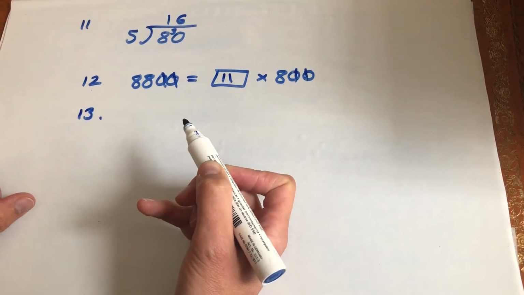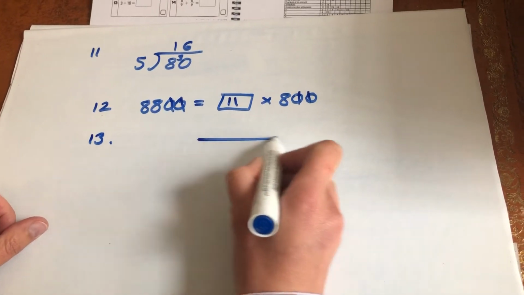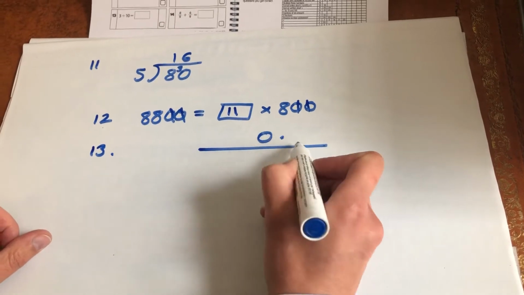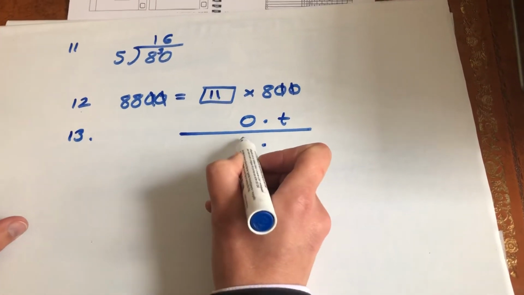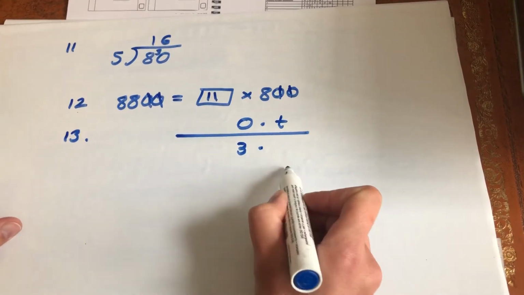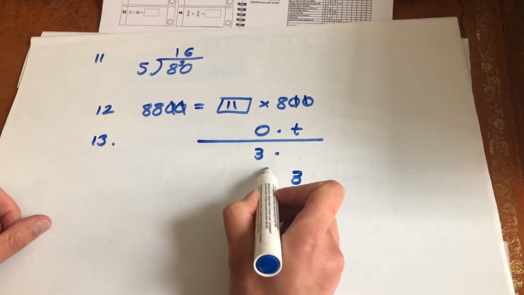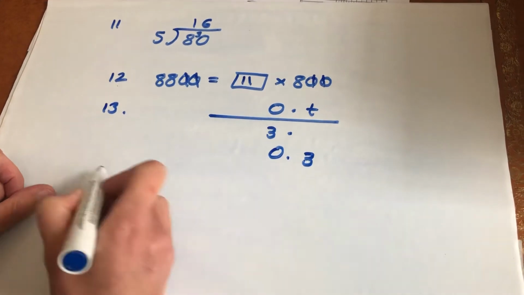Question 13. 3 divided by 10. That means if I've got my place value chart, here are my ones, here's my tenths, here's 3. If I'm dividing by 10, my digit moves 1 jump to the right. So my 3 will go in the tenths column, giving me 0.3.